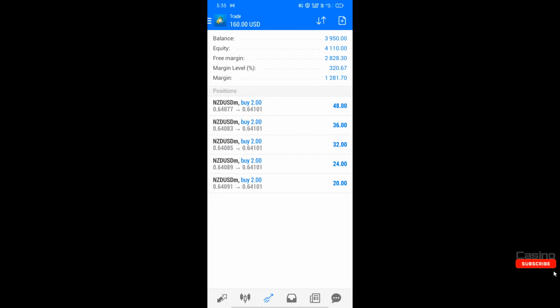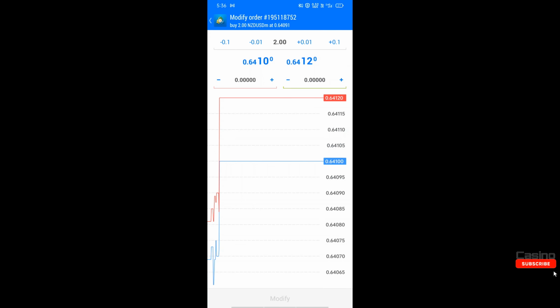Guys, my current profit is $160. Last time we failed to achieve the goal, but this time we will try our best to complete the goal.